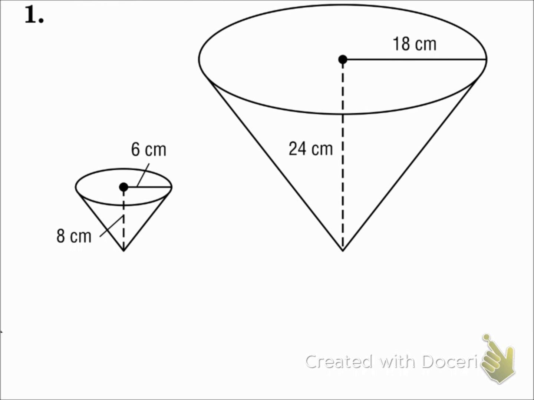In order to determine if these solids are similar, we need to set up proportions with their matching parts. So, on the left, we have a height of 8. That corresponds with the height of the cone on the right, which is 24. The radius of the cone on the left is 6. That matches the radius of the cone on the right, which is 18. If those fractions are equal, then the two cones are similar. Well, both of those reduce to 1/3.